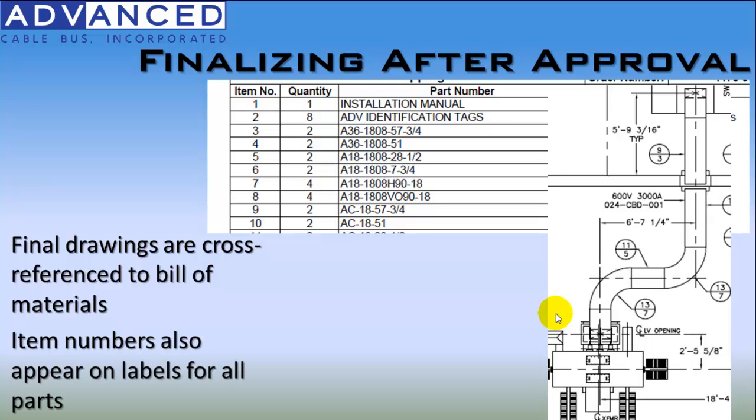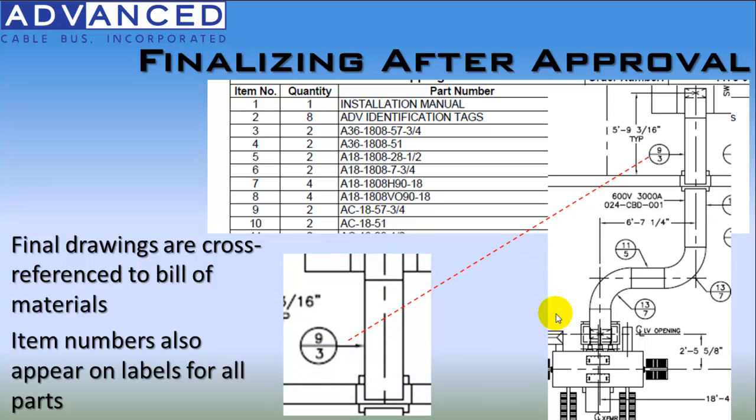The item numbers that appear on the shipping list will also appear on the final drawing, and they will correspond to each other. In this example, a straight section of bus has two part numbers associated with it. One is item number 3 and the other is item number 9. Item number 3 is a straight cable bus section of the bottom housing. Item number 9 is the cover of the same length.